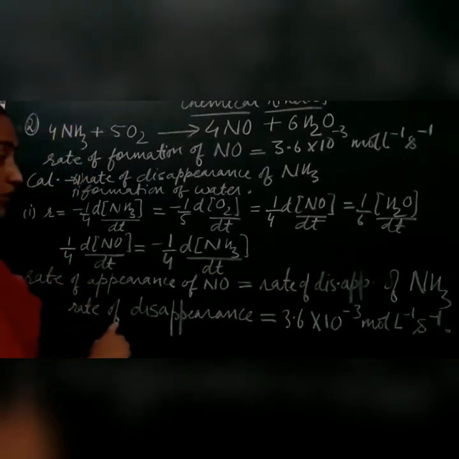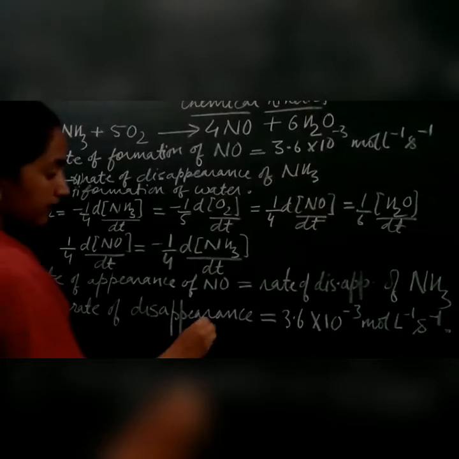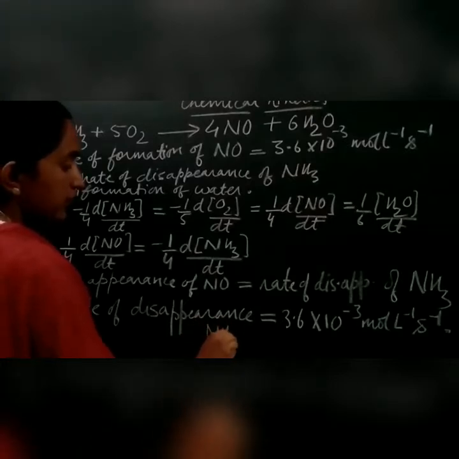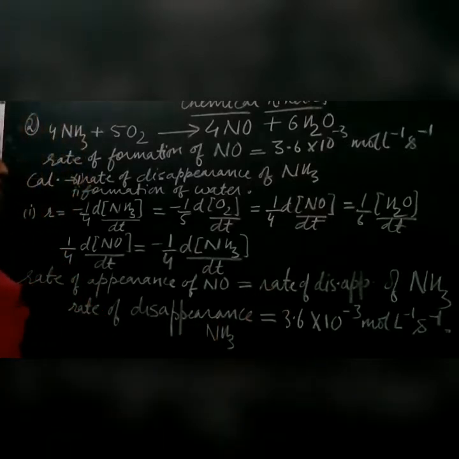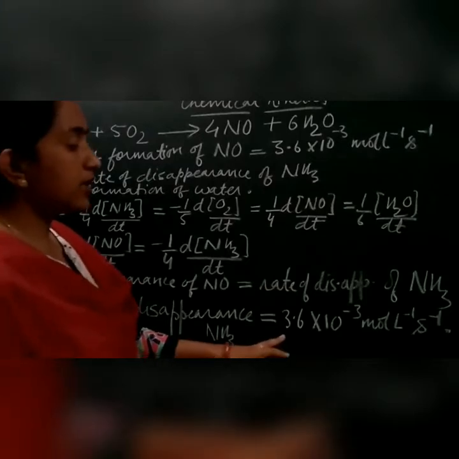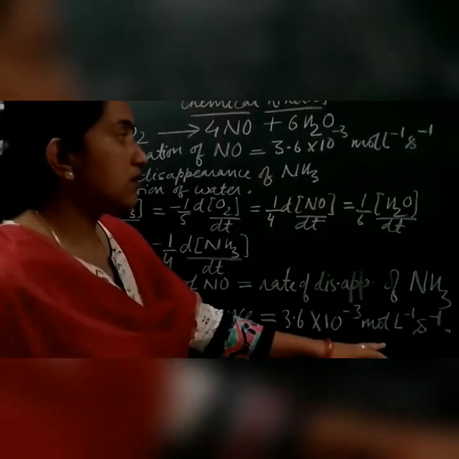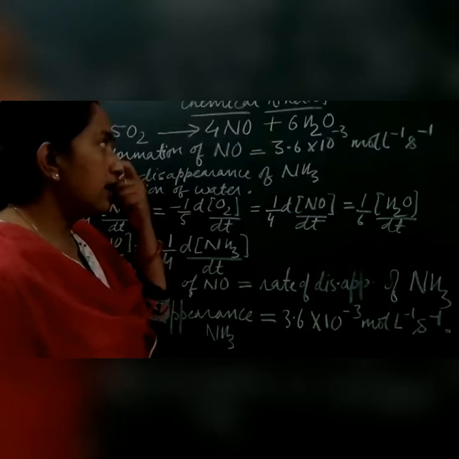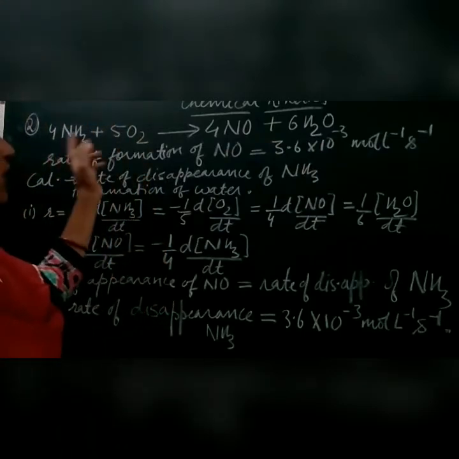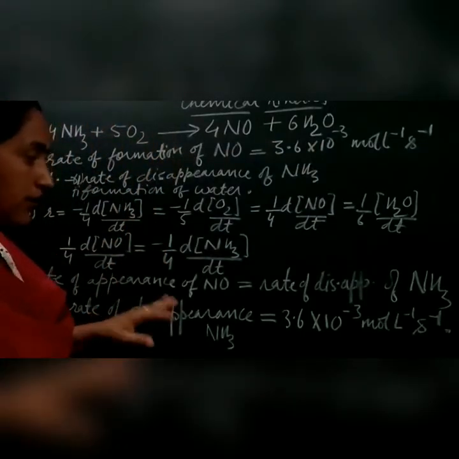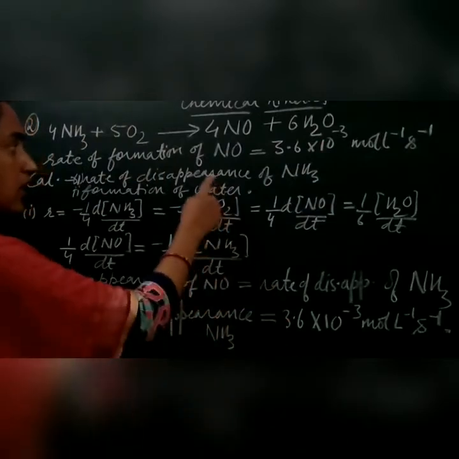So hence the rate of disappearance of ammonia, of NH3, will be the same, that is 3.6 into 10 to the power minus 3 mole per liter per second, which is given in the question also as the rate of formation of NO, right students? So this will be the answer for the first part.